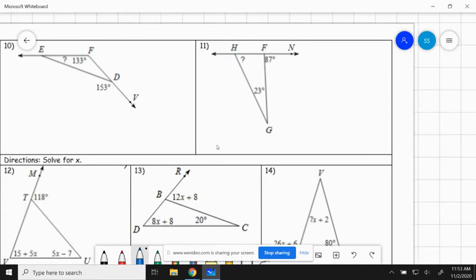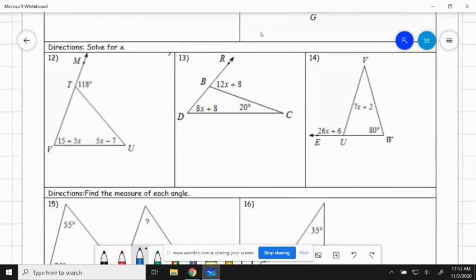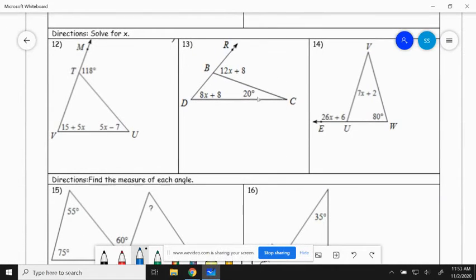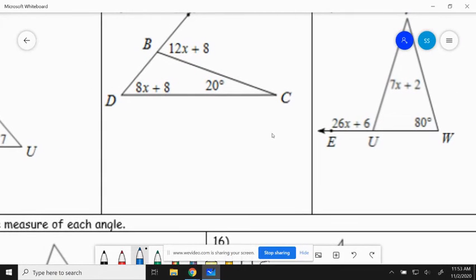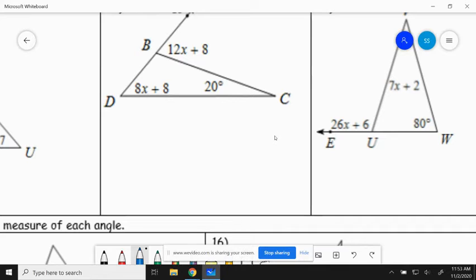Pretty similar for 10 and 11, 12, 13, and 14, and pretty much the same. We just have a few variables in there. Why don't we do 13 together? All right, so again, we've got these remote interior angles, right? Like D and C is going to equal this one out here, 12x plus 8. So all we need to do here is just set up an equation.